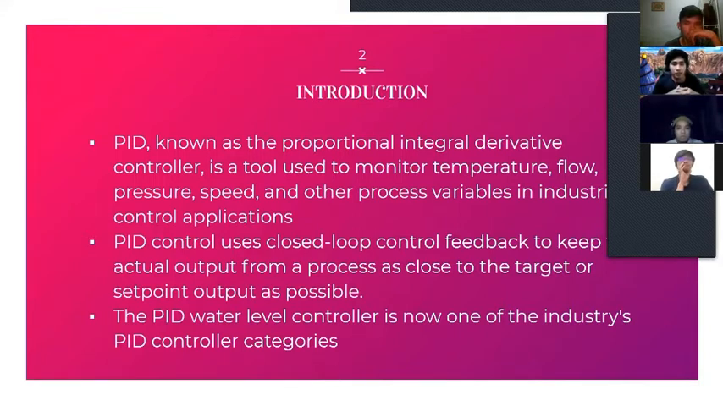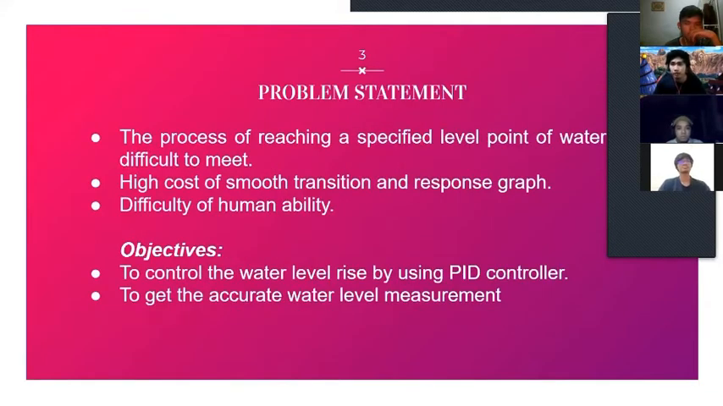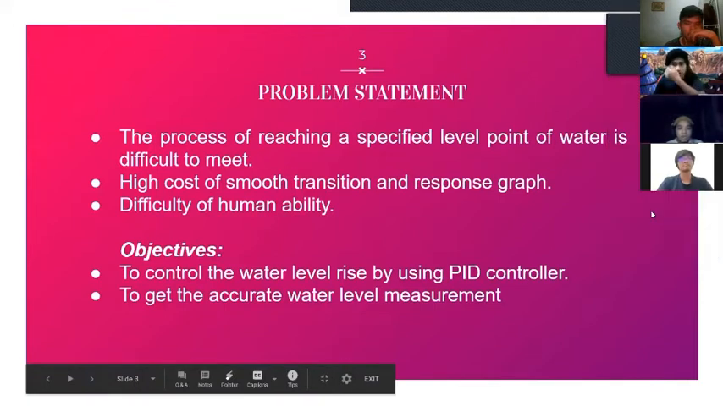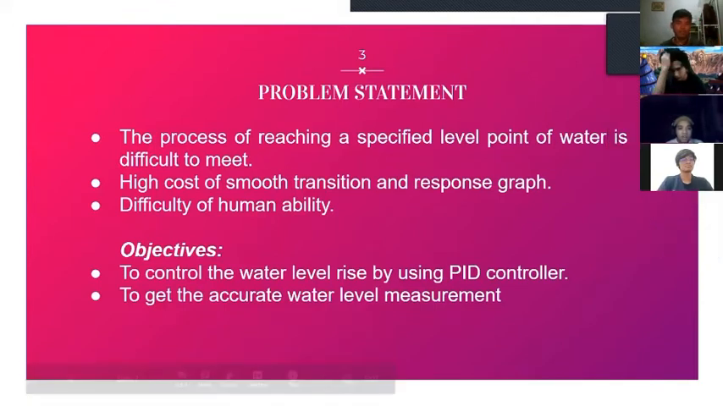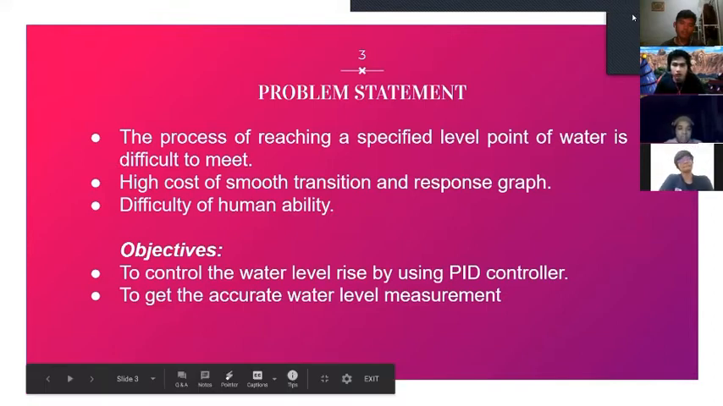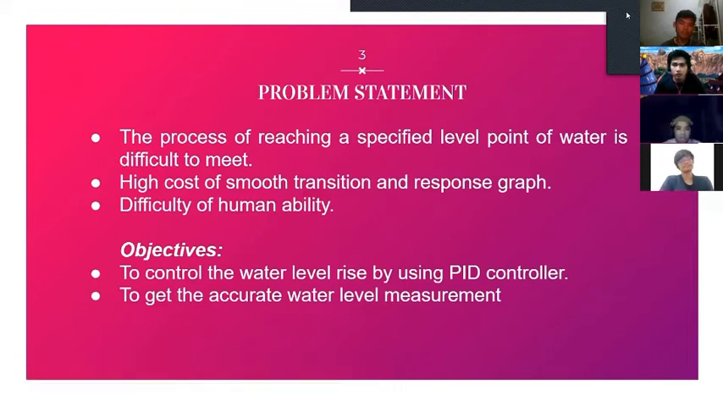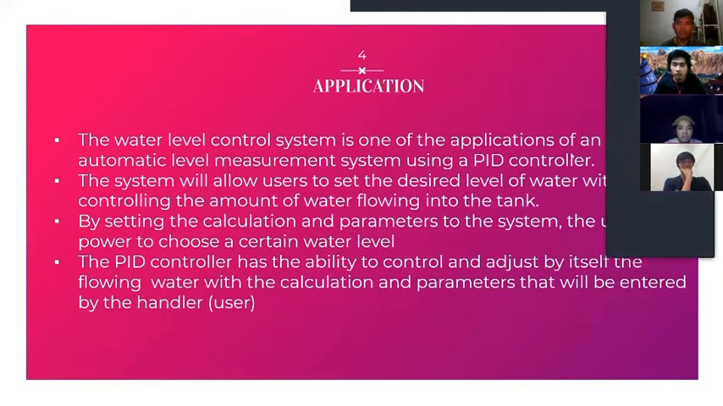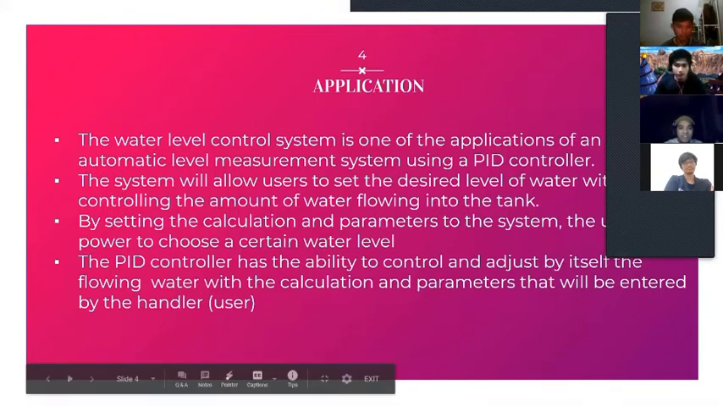Next is the problem statement. The first problem is that reaching a specific level point of water is difficult to make. Here is the problem that we face. It consists of the high cost of smooth transition and response graph, and it is also difficult for human ability. Sorry guys, my mistake.